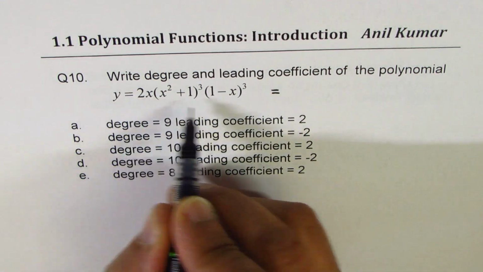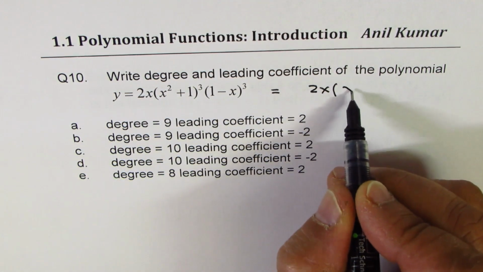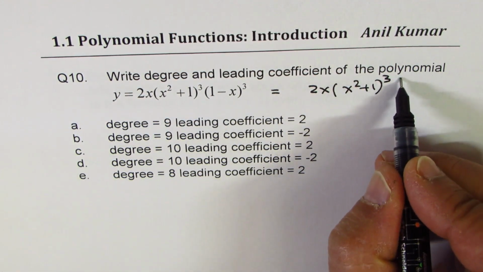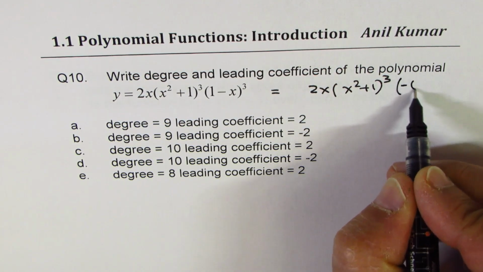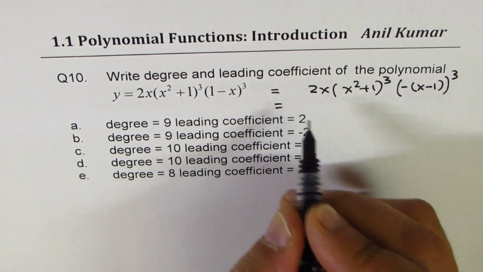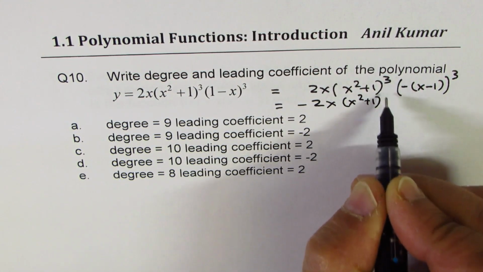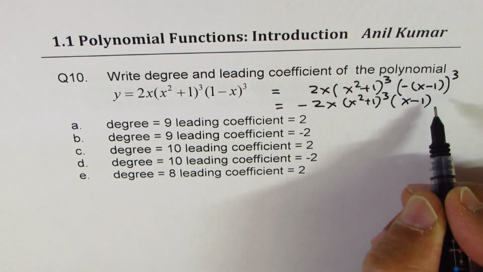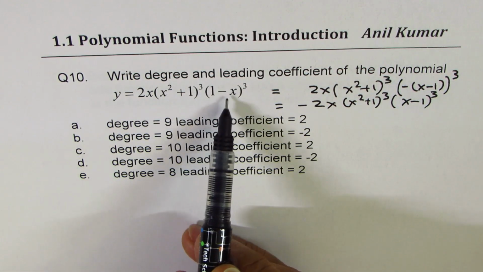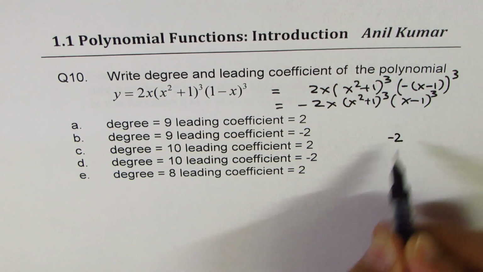Let me rewrite this function to make things very clear. So we have 2x, (x squared plus 1) whole cube. I could write 1 minus x cubed as (x minus 1) with a negative power. Think like this: negative power of (x minus 1) whole cube. Now this negative power makes it negative. So if you simplify this, you get minus 2x (x squared plus 1) whole cube times (x minus 1) whole cube. The alternate method could be just multiplying all these x's; you get a negative x here. So the leading coefficient is negative 2.